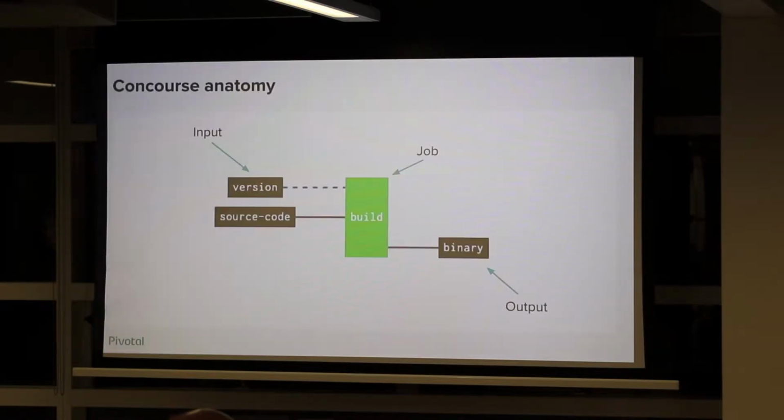And it's a nice UI. It looks like a pipeline, so even if you never looked at Concourse before, you kind of understand what it's doing. It's getting a version, it's getting source code, and it's running a job called build. This job manipulates these inputs, these resources, and then outputs something. In this case, it outputs a binary. So that's Concourse in a nutshell.